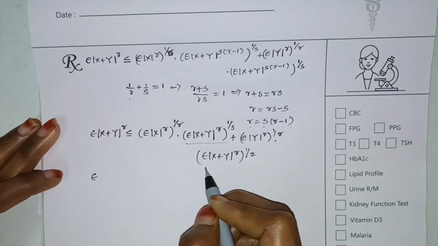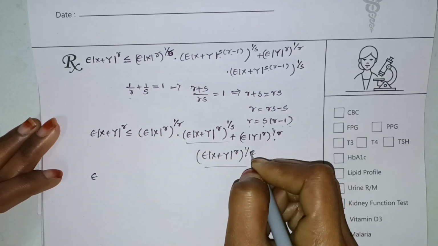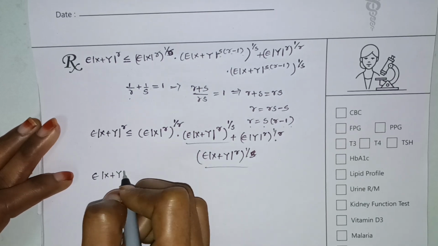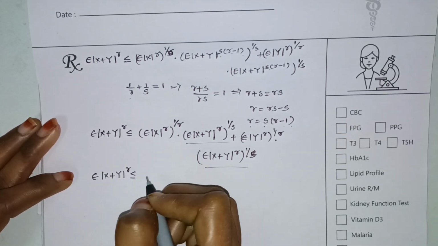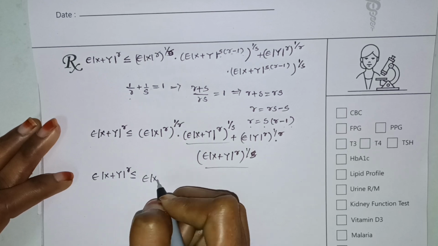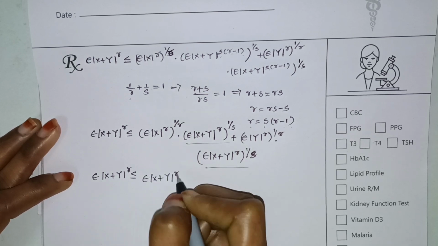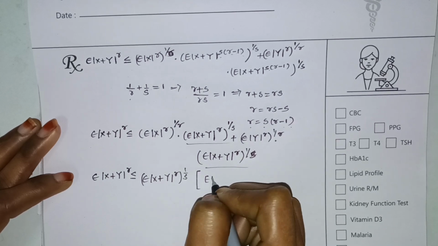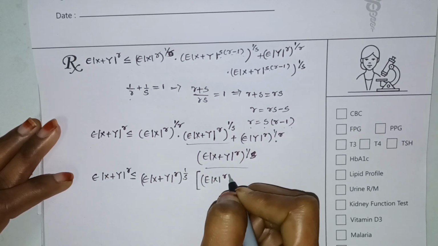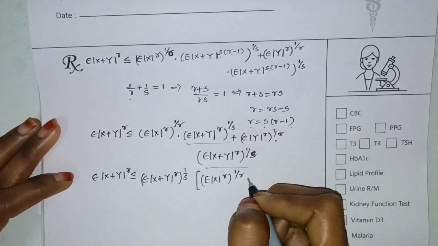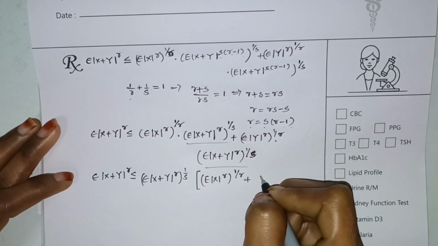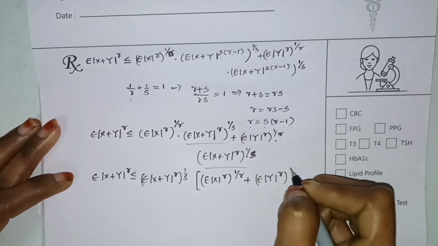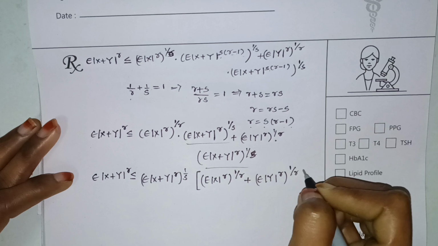Now see this one once. Here this term and this term is common. Take common in this. Therefore expectation of mod x plus y to the power of r is less than or equal to expectation of mod x plus y to the power of r whole to the power of 1 by s, then you will get expectation of mod x to the power of r whole to the power of 1 by r plus expectation of mod y to the power of r whole to the power of 1 by r.